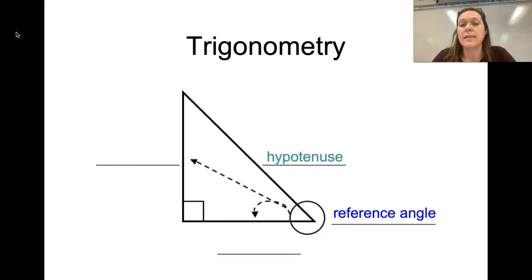The side always opposite of the right angle, we consider that the hypotenuse. Your hypotenuse is always the longest side, and it's the side opposite of that right angle. If my reference angle is that lower right-hand angle, then the leg opposite of it is considered the opposite leg, and the leg right next to it is the adjacent leg. Notice how the adjacent leg and the hypotenuse create the reference angle.